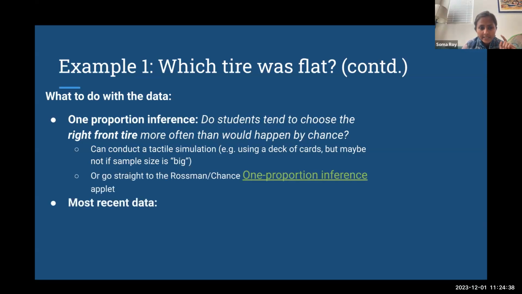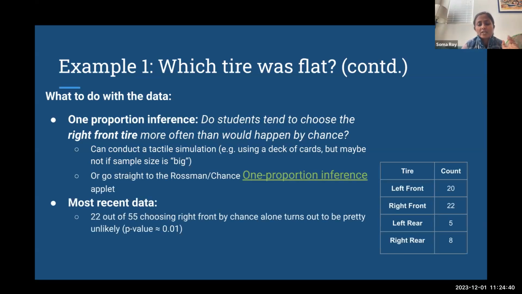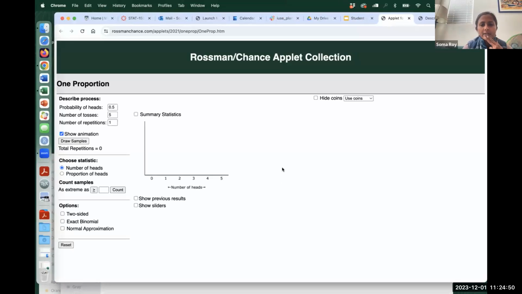The last time I did this data, I had 55 students. So of course, we didn't do a tactile simulation. We went on to the one proportion applet, and I want to quickly show you if this works out. This is the Rossmann-Chance one proportion applet. Many of you have probably seen this already. This is typically an example that I use maybe the second time around in class. They've already seen one context maybe where it's a 50-50 choice, and now they're looking at 1 out of 4. So the question becomes, would you leave probability of heads at 0.5, or do you want to change it to something else?